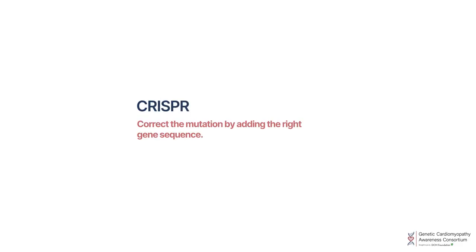There are ways to correct that mutation. So the R14 is mutated. Can you correct it by adding the right gene sequence? And that can be done with a technique called CRISPR or gene editing. And that is happening right now in experimental models with some reasonable success.